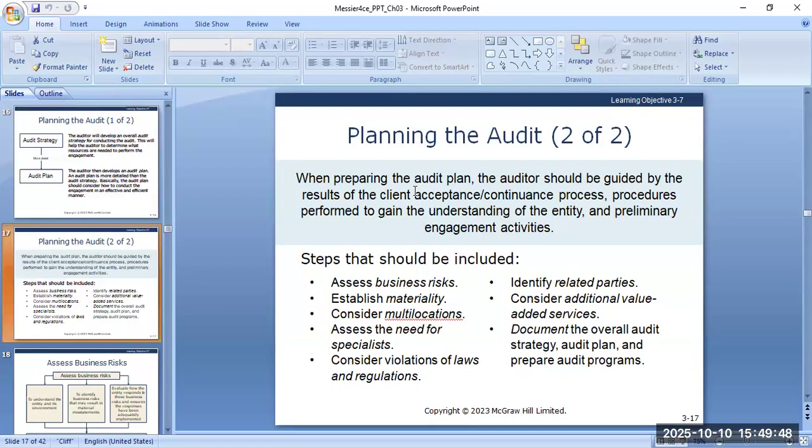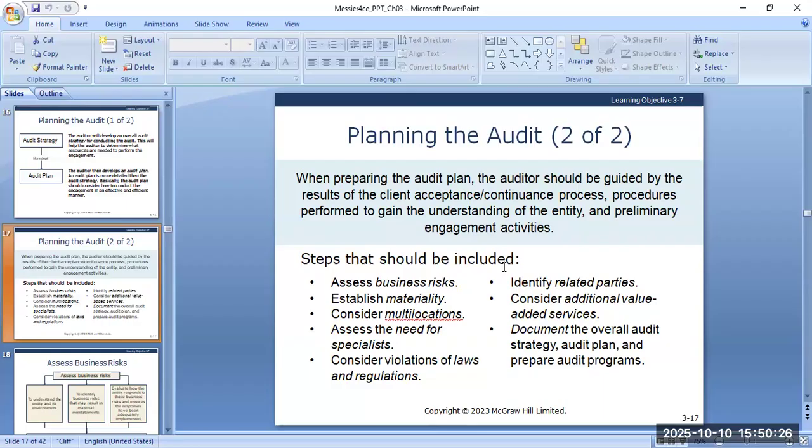Now, when preparing the audit plan, which is the most detailed, auditors should be guided by the results of client acceptance. So remember, before accepting the client, we do the check with the client, and we follow some steps. Once we have a continuing client, again, there are some procedures we have to follow. And we have to be guided by the procedures performed to gain an understanding of the entity and preliminary engagement activity. Which should those steps be?